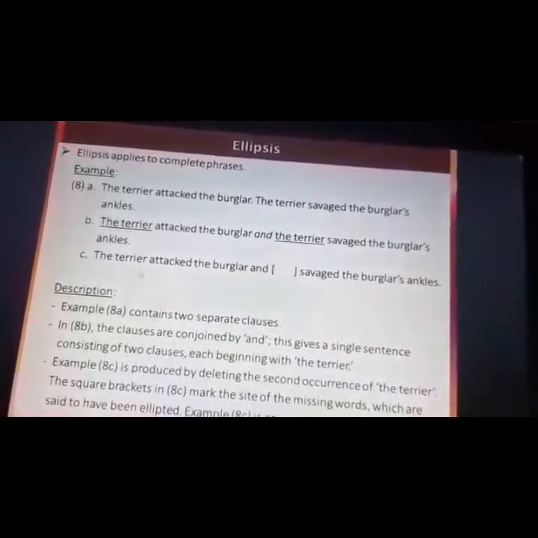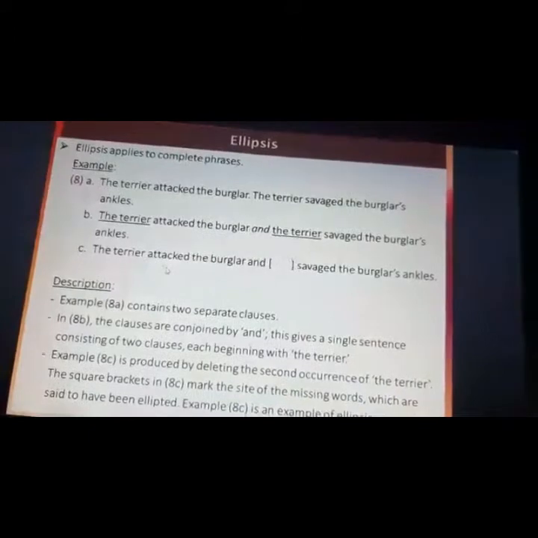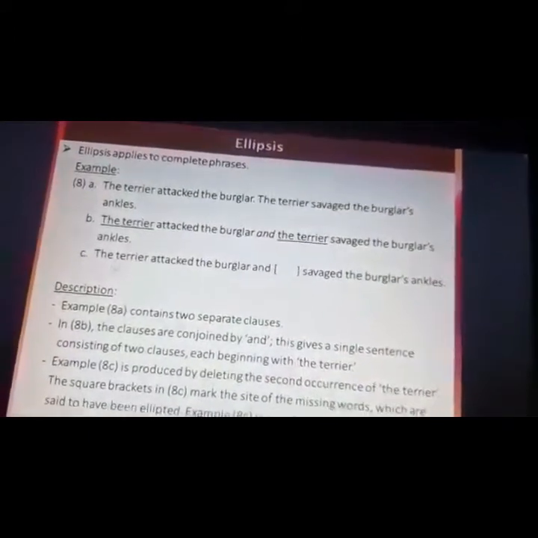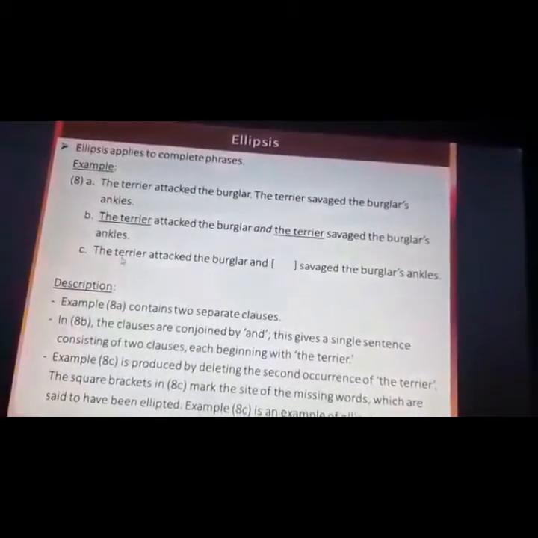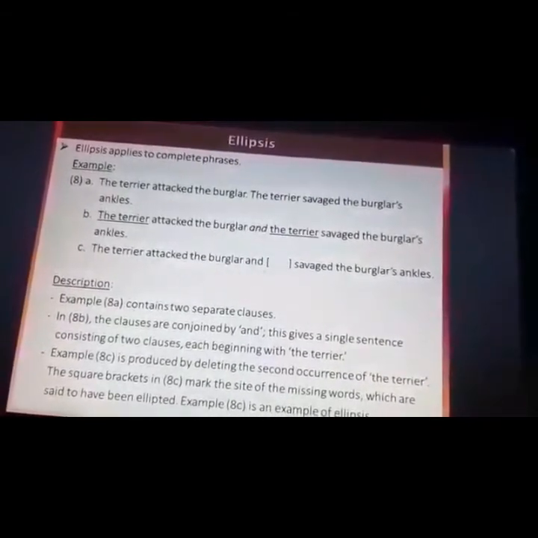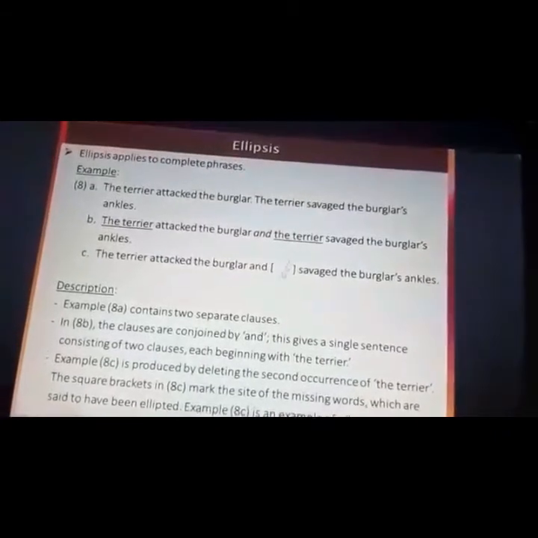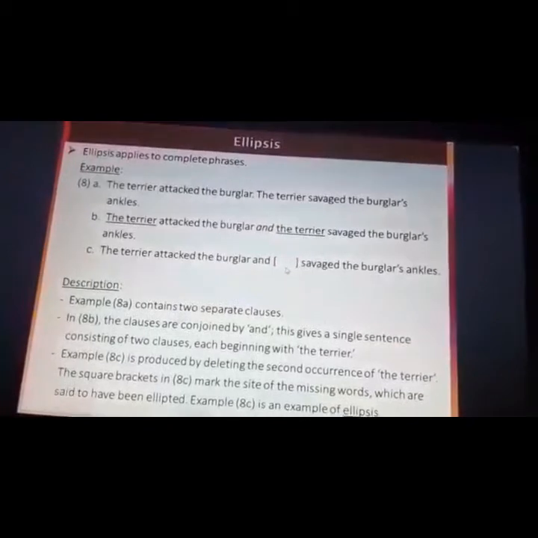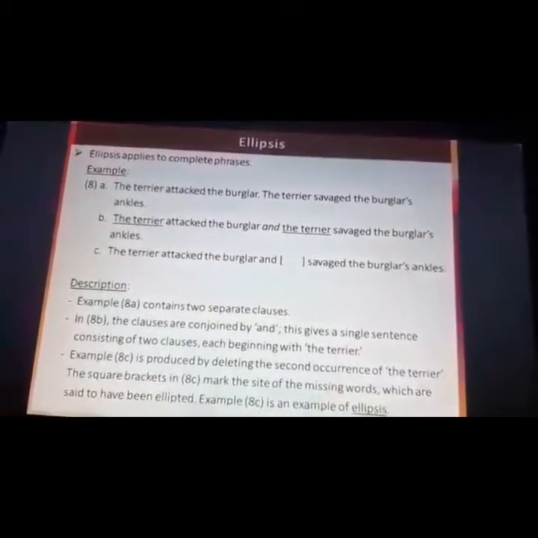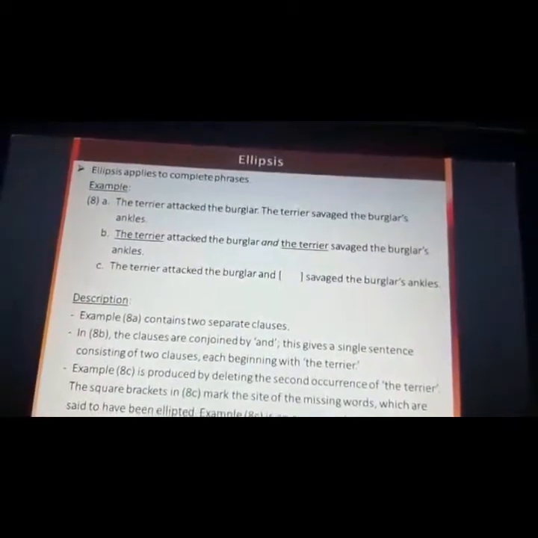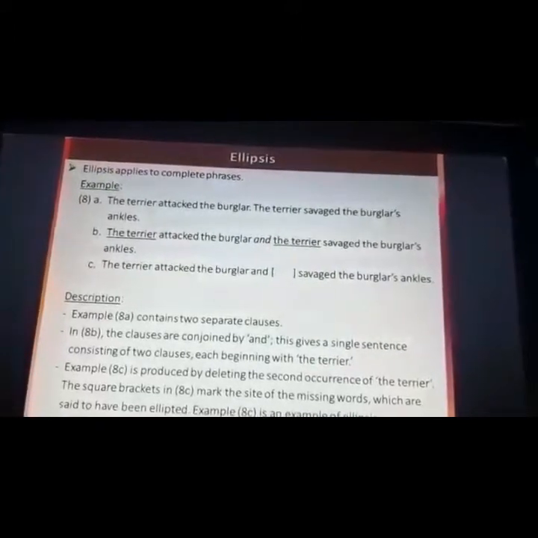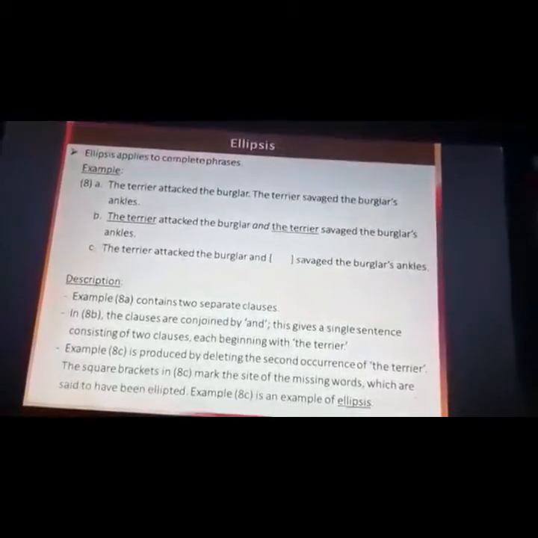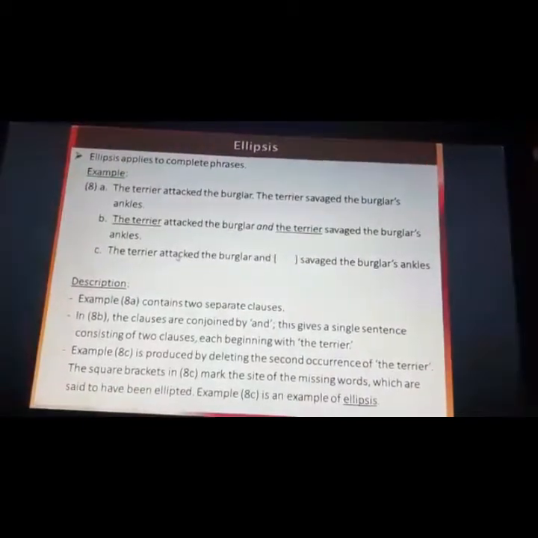Untuk ellipsis, yang perlu diperhatikan adalah menghilangkan unsur yang sama. Jika unsur yang sama adalah sama-sama noun phrase dalam kasus di sini, the terrier, dan ini juga the terrier, bisa dihilangkan. Jangan sampai nanti menghilangkannya constituent structure yang unsurnya berbeda. For example, noun phrase dengan verb phrase yang nggak boleh, atau dengan adjective phrase nggak boleh, karena harus sesuai. Yeah, well, we see here the description here.